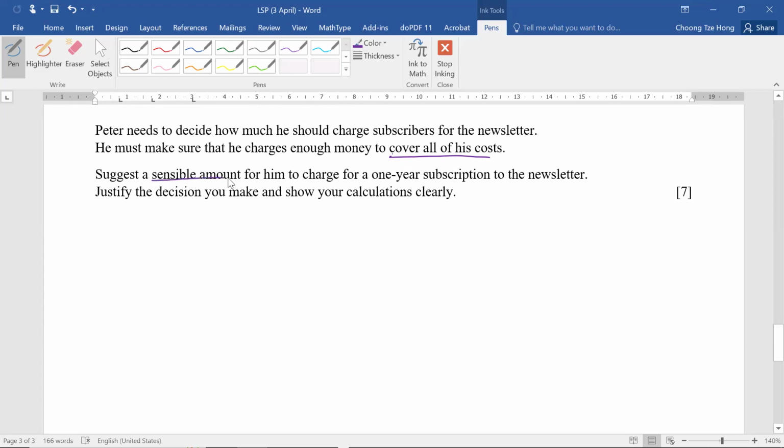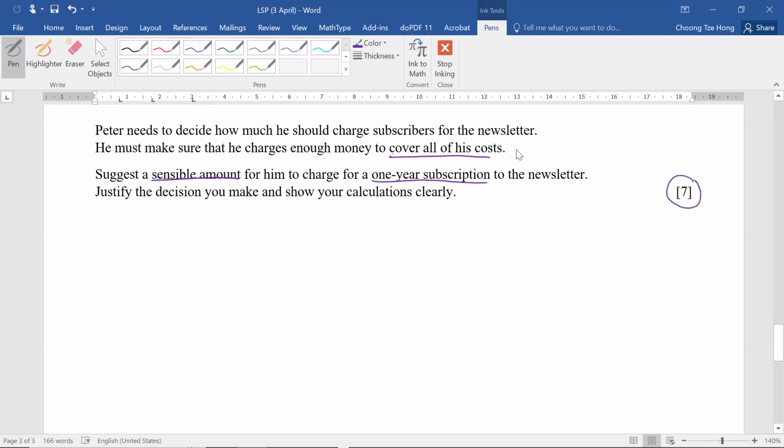So sensible amount means that there could be varying answers from different people. But as long as you're able to justify the amount that you write down, you should be able to get the marks, for a 1-year subscription to the newsletter. So justify the decision that you make and show your calculations clearly. A question like this is 7 marks, so there's a lot of marks involved.